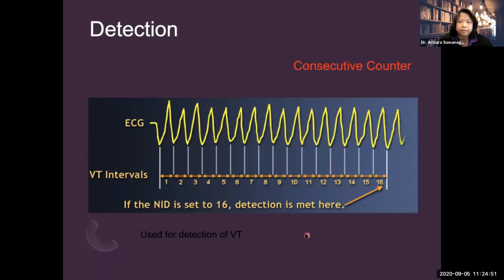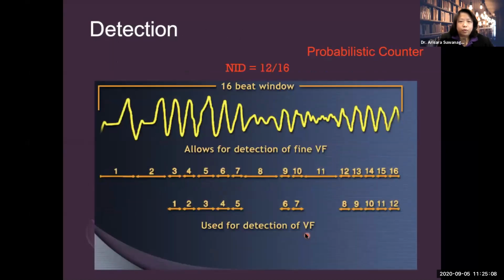Like this, this is a consecutive beats counter. As you can see, there are 16 beats in a row that come in fast, and the detection criteria is met. That means if it's met, it will classify whether it's in VT or VF, whichever one is in there. And for the probabilistic counter, they can have like 12 and 16. You can program it: 8 and 10, 12 and 16, 10 and 20, whatever you want. It will allow you to detect 12 fast heartbeats out of 16 beats. So you count 1 to 16, and if there are 12 beats that meet the criteria of fast heartbeats, it will detect it as VT or VF.